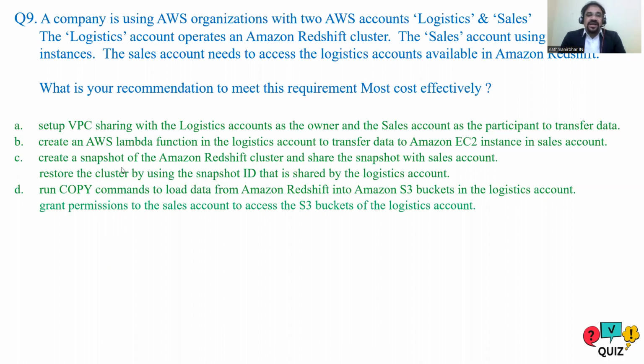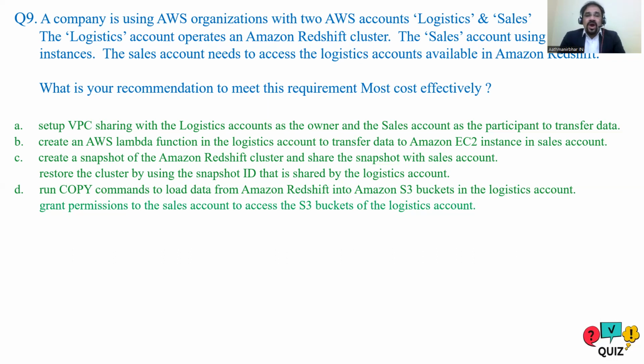That is option C, create a snapshot of the Amazon Redshift cluster, then share that snapshot with the sales team, and restore that snapshot to get the data of the logistics account. That is a very lengthy way, and it is not cost effective. Similarly, option D, copy the data from Amazon Redshift to an Amazon S3 bucket. From there, you download and expand that database. No, that is also ruled out.